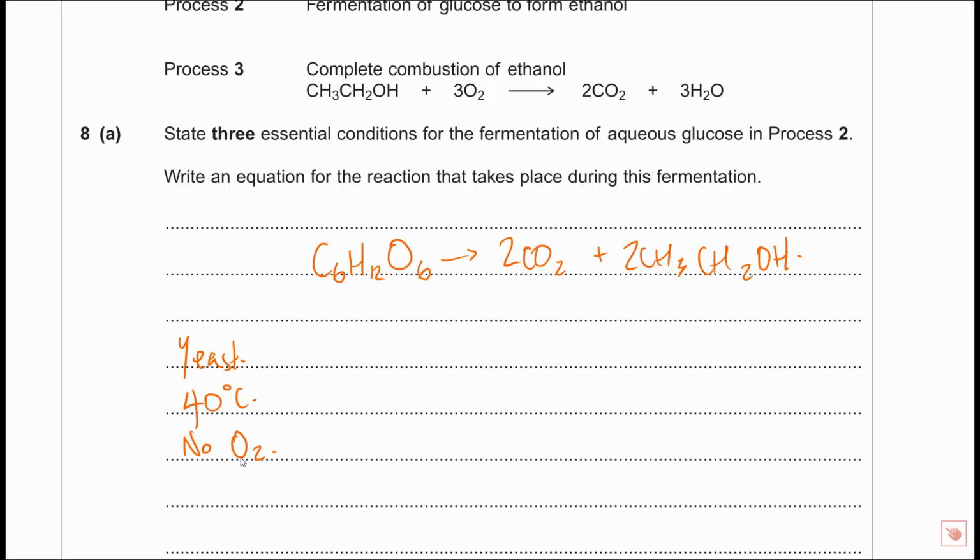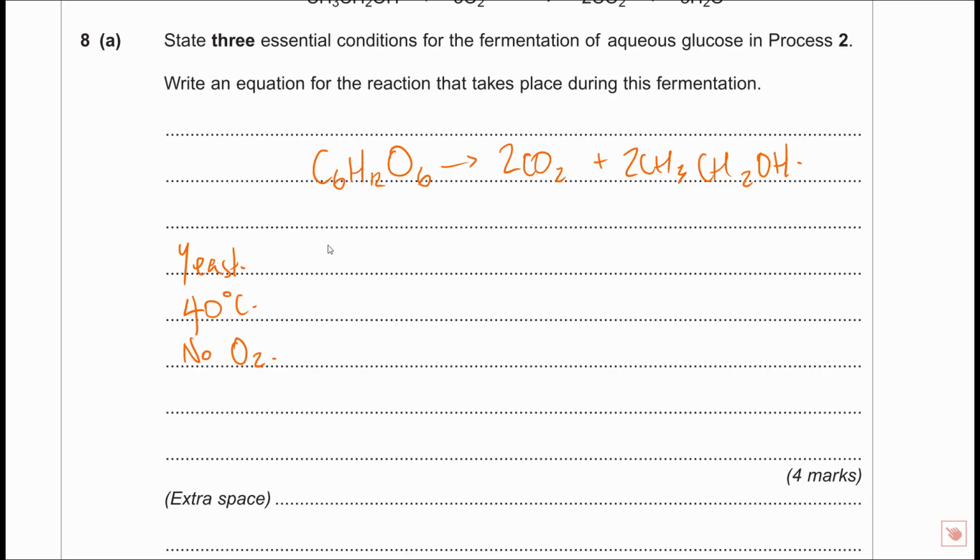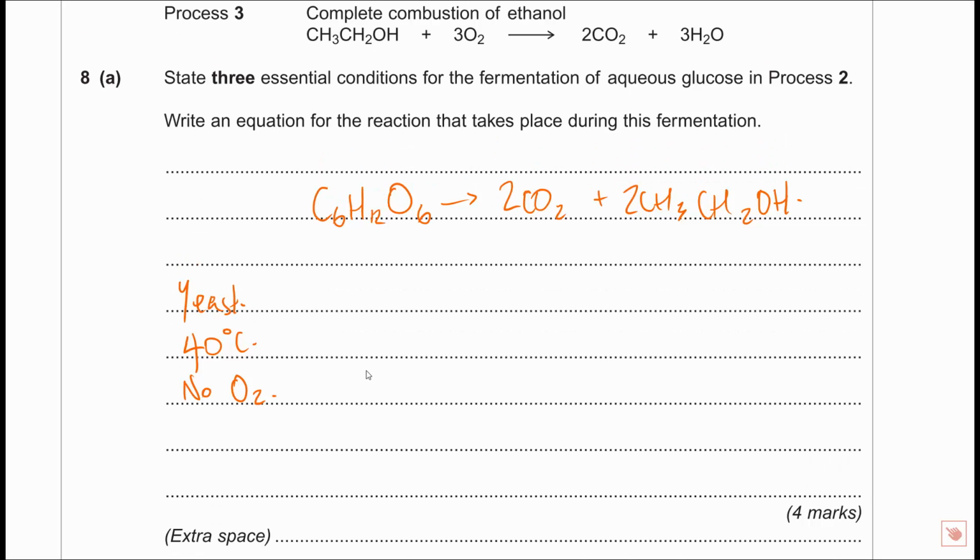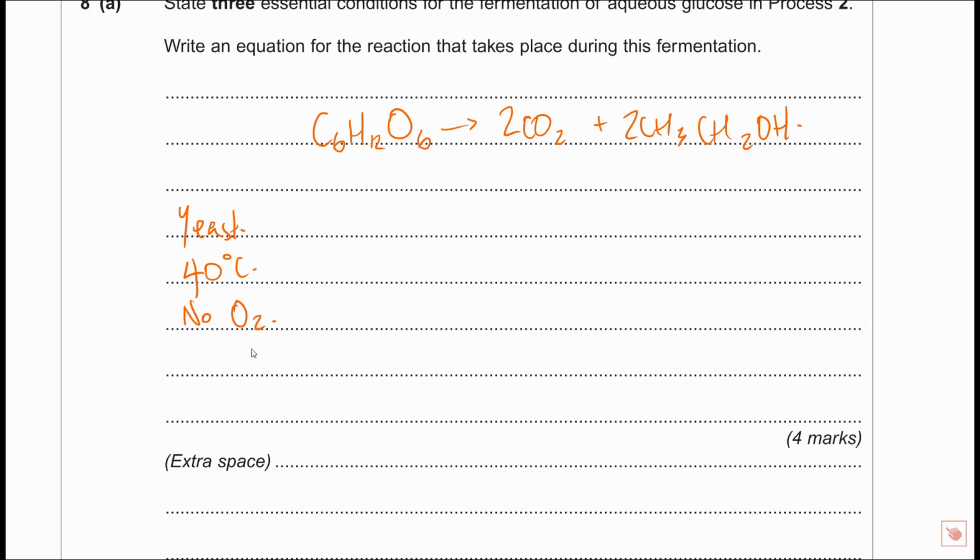1 mark, 2, 3, 4. How many marks is it out? 4 marks. Wow, look at that. That is literally the entire answer you need to write. That is just ridiculous. 4 marks. It took me about 2 seconds to write that.